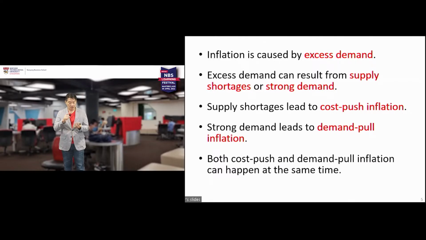So excess demand can result from two things. One is supply shortages, like for example during the pandemic. We realized that because of supply disruption, all of a sudden we ran out of food because not enough food was coming into the country. So that is supply shortages. Or it could also be a result of strong demand.